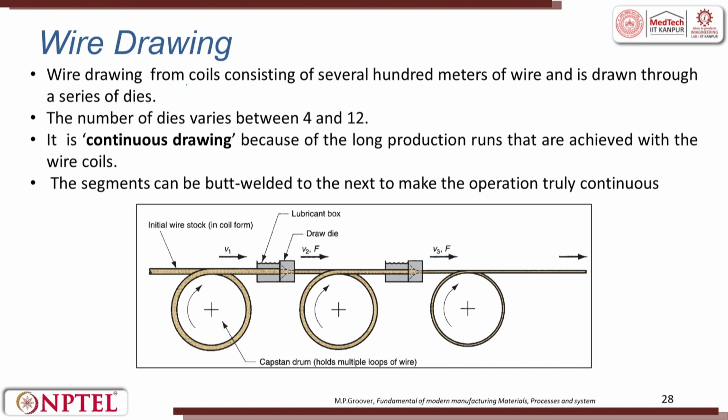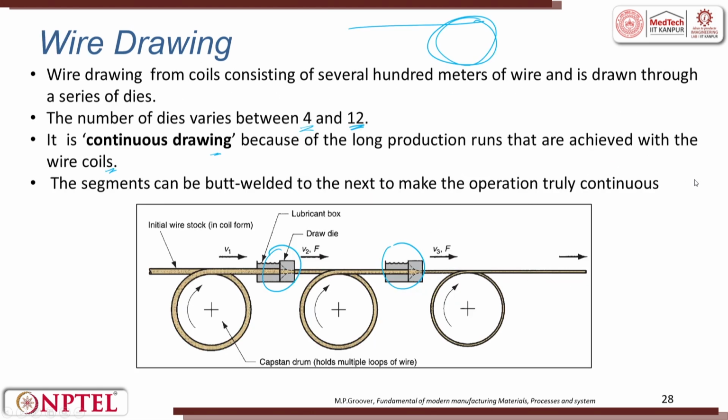Wire drawing from a coil consists of several hundred meters of wire and is drawn through a series of dies, die 1, 2, etc. And at each die there is a reduction which happens. The number of dies varies from 4 to 12. It is a continuous drawing process. It produces a long run that is achieved through the wire getting coiled. So, you can get a long one, but you coil it. That is why when you buy wire, you always get a coiled wire. The segment can be butt welded to the next to make the operation truly continuous.